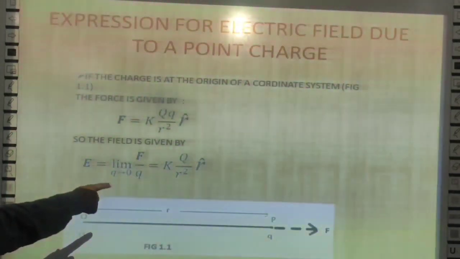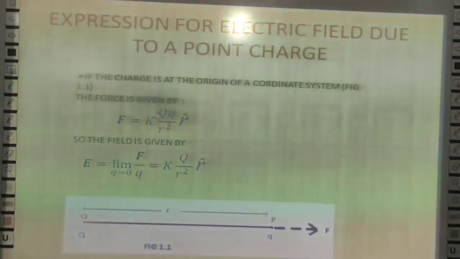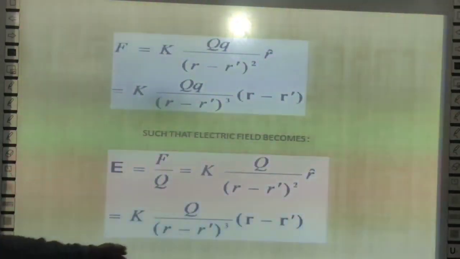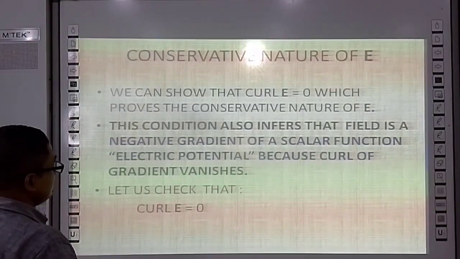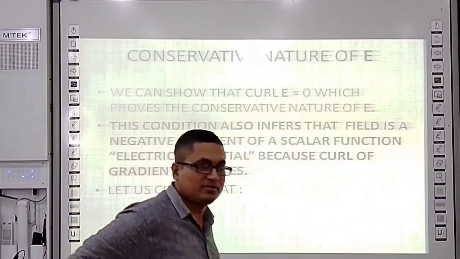So we are having two forms of electric field: this form when the capital Q charge is at the origin, and this form when capital Q is not at the origin. Now the point about electric field is its conservative nature.